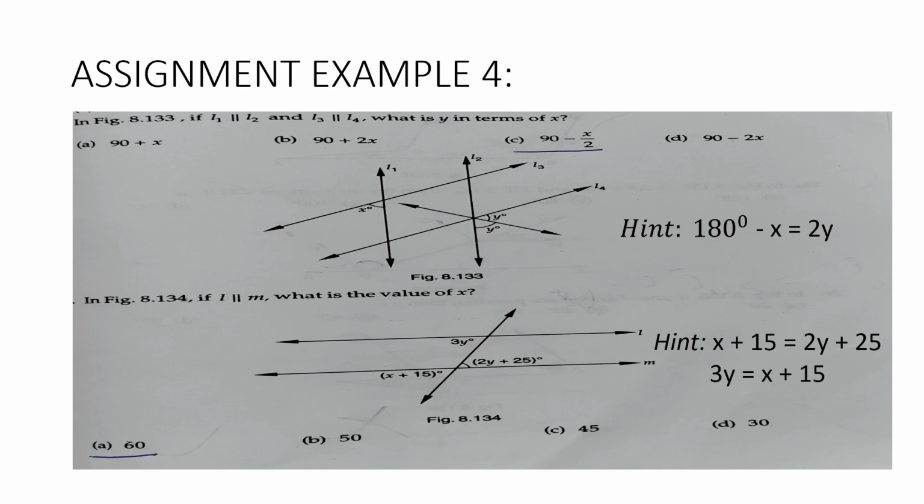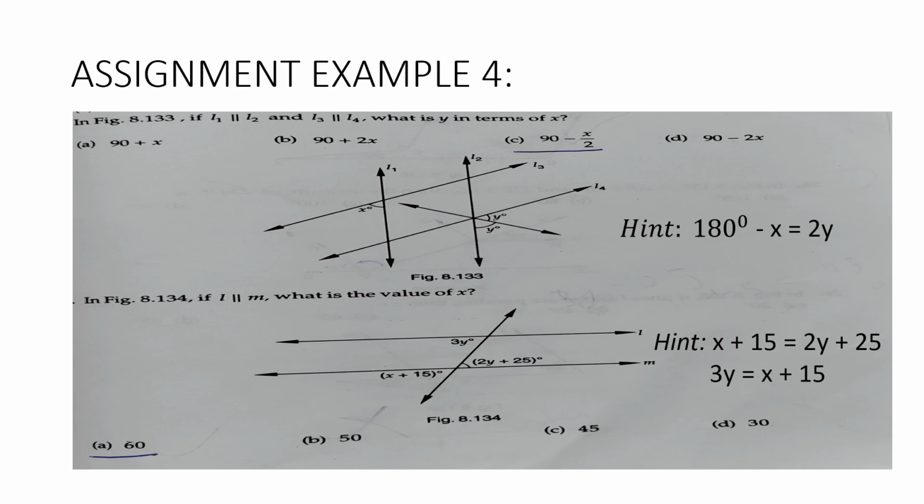Now you try to see the figure and the hint is what will be 2y. 2y means the total of that angle, measure angle 2y is 180 degree minus x. So value of y will be 90 minus x by 2. Next one, if L is parallel to M, what is the value of x? Here the answer is x is 60 degree. What is the hint? You will get 2 equations over here. Solving them you will get the value of x is 60 degree.